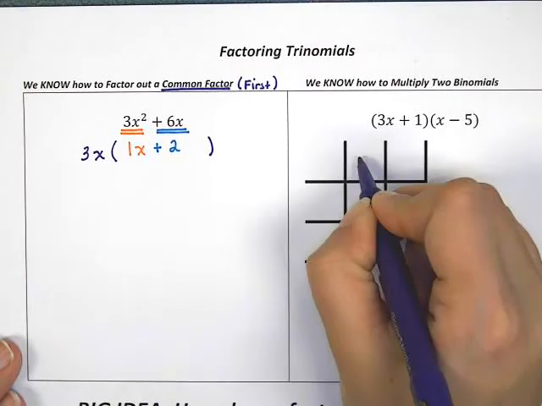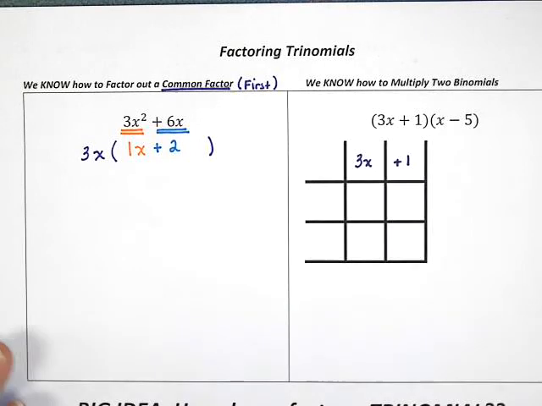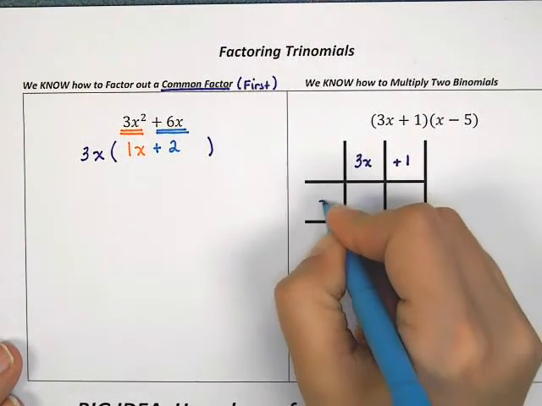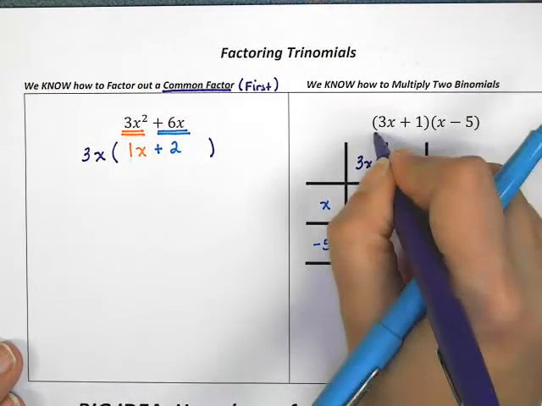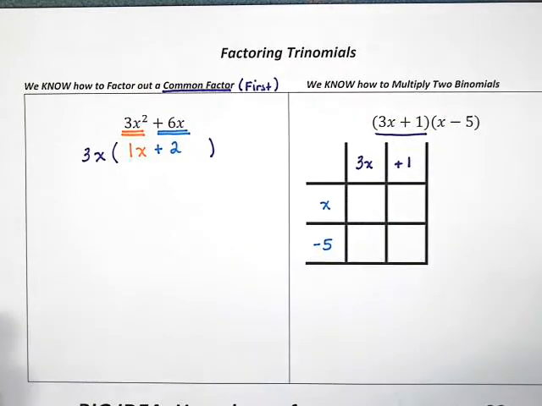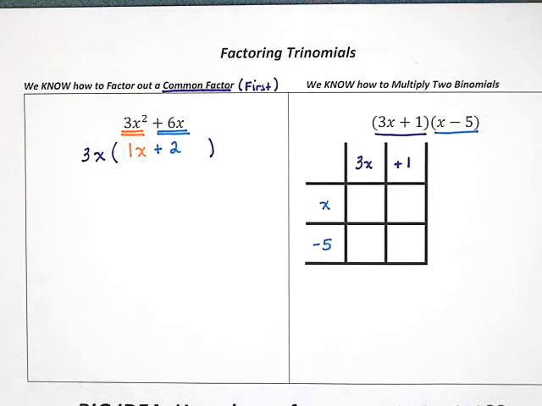So I'm going to write the 3x and the plus 1 across the top. And I'm going to write the x and the minus 5 down the side. So this binomial went across the top, and this binomial went down the side. Then I'm going to work on multiplying.